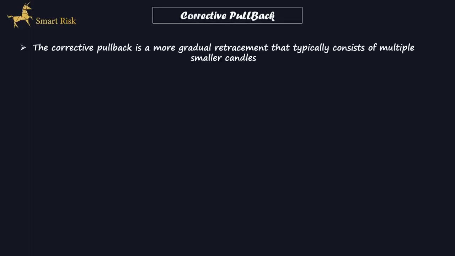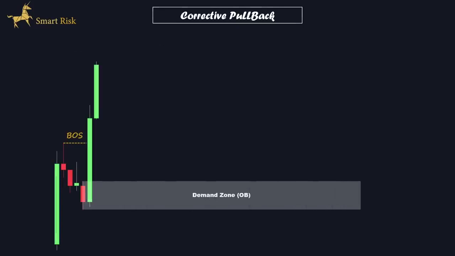The corrective pullback is a more gradual retracement that typically consists of multiple smaller candles. In this type of pullback, price generates several internal structures until it reaches the point of interest, and price subsides its momentum and volatility when it approaches the point of interest. As we mentioned earlier, in this example we have a pullback as the lowest point of this candle has broken to the downside. Subsequently, we have a valid break of structure, and we have a valid order block which we believe has a high potential to reverse the price when it reaches that zone.